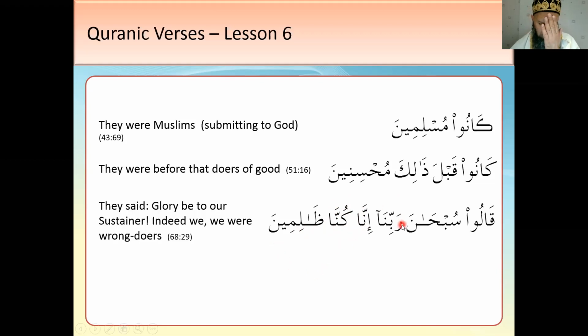Someone's asking, why is it Rabbina? Rabbina, Subhana Rabbina. Let's see. I can't think of it right now, but inshallah I'll have a look for you. Get back to you, inshallah.